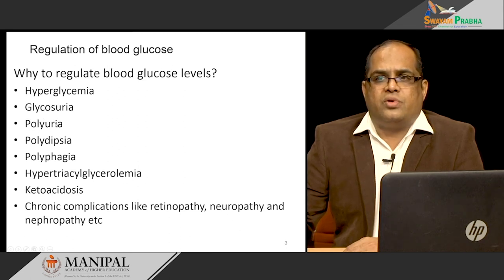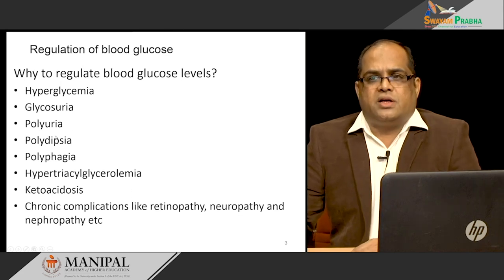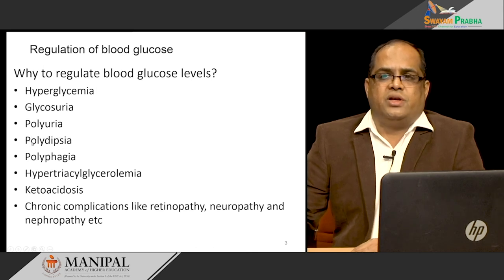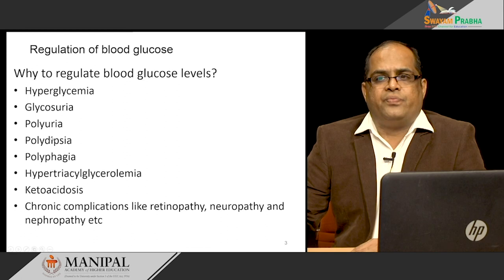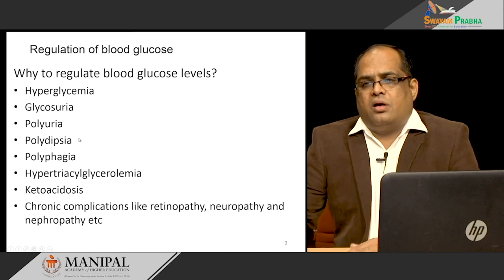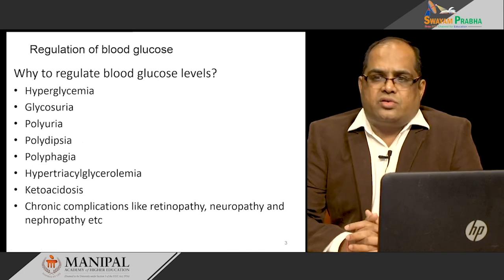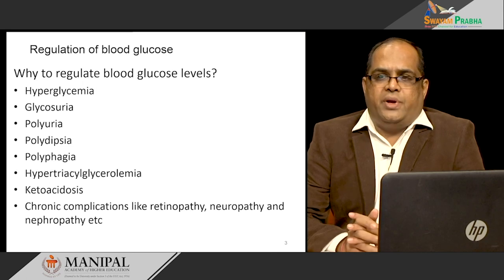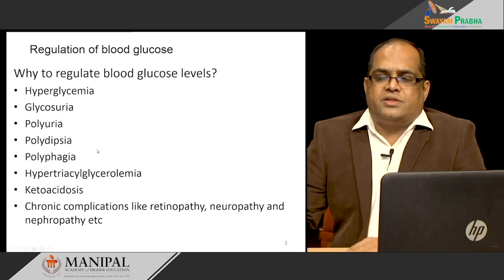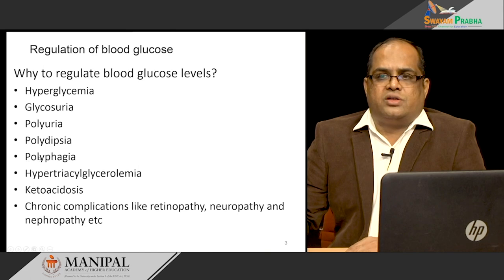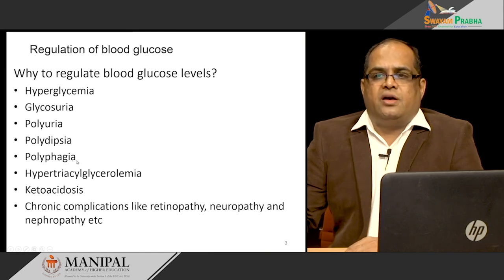Once a lot of urine is excreted and it is taking water, the thirst center is stimulated, and it causes increased thirst, and patients will take a lot of water and excrete a lot of water. Increased thirst is called polydipsia. And because the glucose in the blood is not utilized, due to lack of insulin, the body starts catabolizing the tissue proteins and lipids, which increases the hunger, and then the patients will eat a lot, that is polyphagia, increase in the hunger.